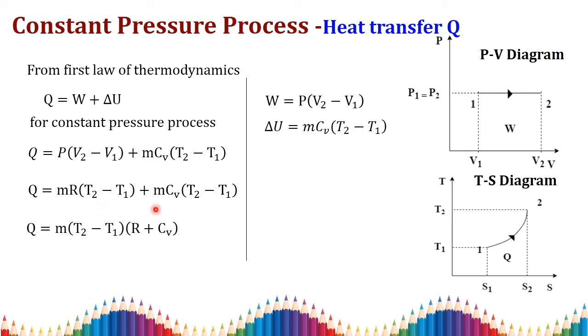Not constant, rather the same. This m and T2 minus T1 are the same in these two terms. So you take them outside, then you will get Q is equal to m into (T2 minus T1), and the remaining terms will be R plus Cv.